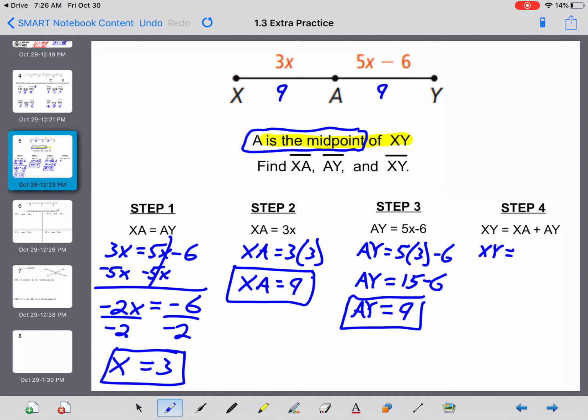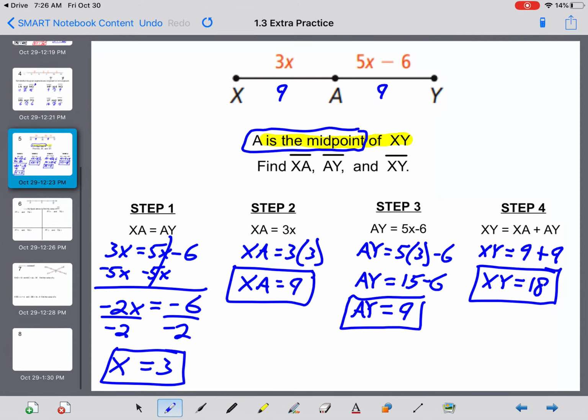Last one, XY equals XA plus AY. Well, that's just 9 plus 9. So the length of the entire segment is 18. All right, so this is exactly what we did yesterday.